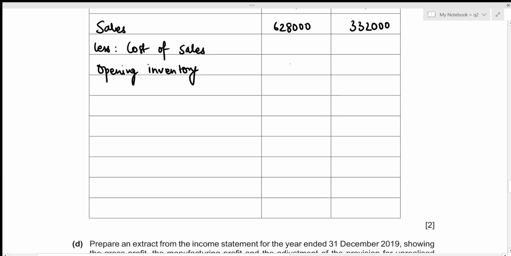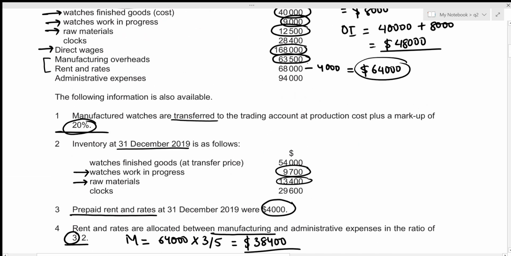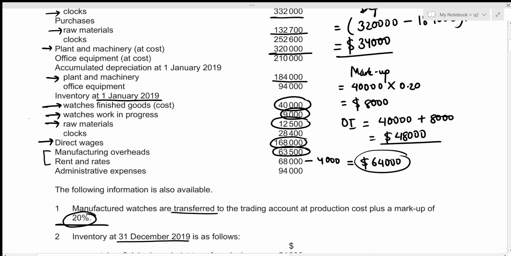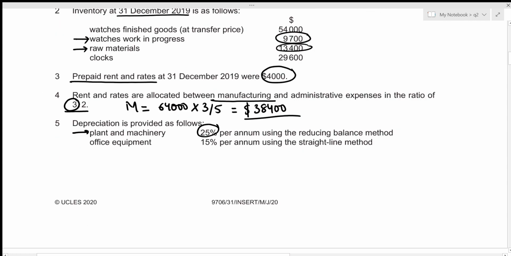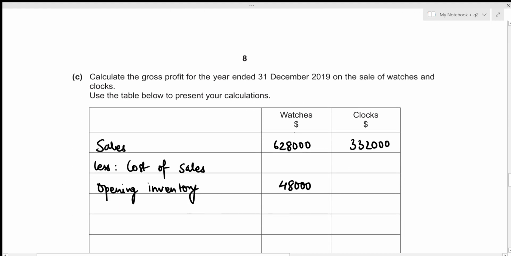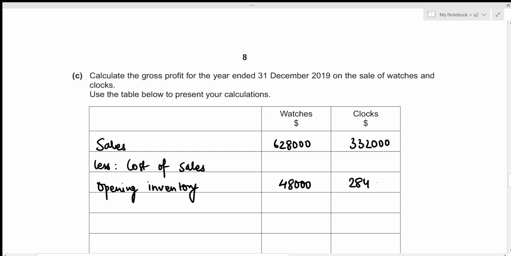And this is the value of the opening inventory for watches. That is 48,000. Okay, let's look for the same for clocks. We can see that the opening inventory for clocks is 28,400, and since this is bought in from another supplier, the value does not change. So we just need to record this amount of 28,400 as the opening inventory of clocks. Now next would be to add our purchases, but in case of watches we are manufacturing it, so we will be adding the transfer value, whereas for clocks that would be purchases.